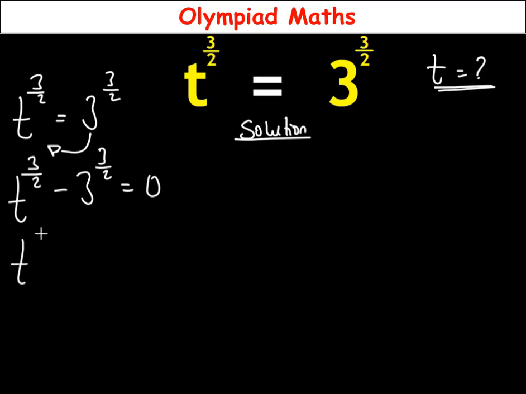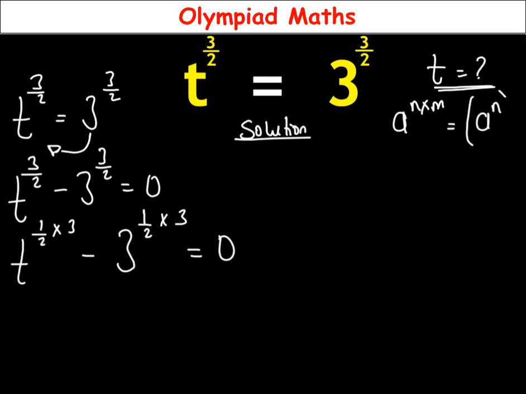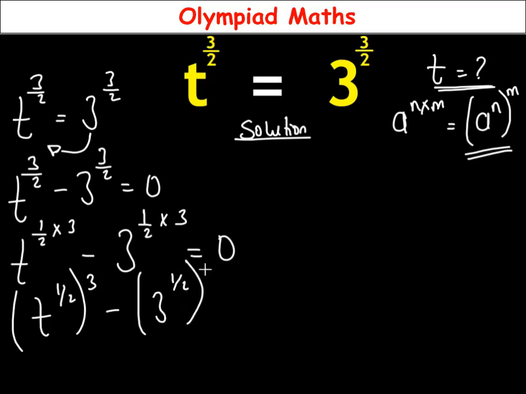This then becomes t to the power 1 over 2, then times 3, minus 3 to the power 1 over 2 times 3, is then equal to 0. At this junction, we're going to apply one of the principles of indices, that if you have a raised to power n times m, this equals, in brackets, a raised to power n, then power of m. Applying this principle, this becomes, in brackets, t raised to power half, then power of 3, then minus, in brackets, 3 raised to power half, then power of 3, is all equal to 0.